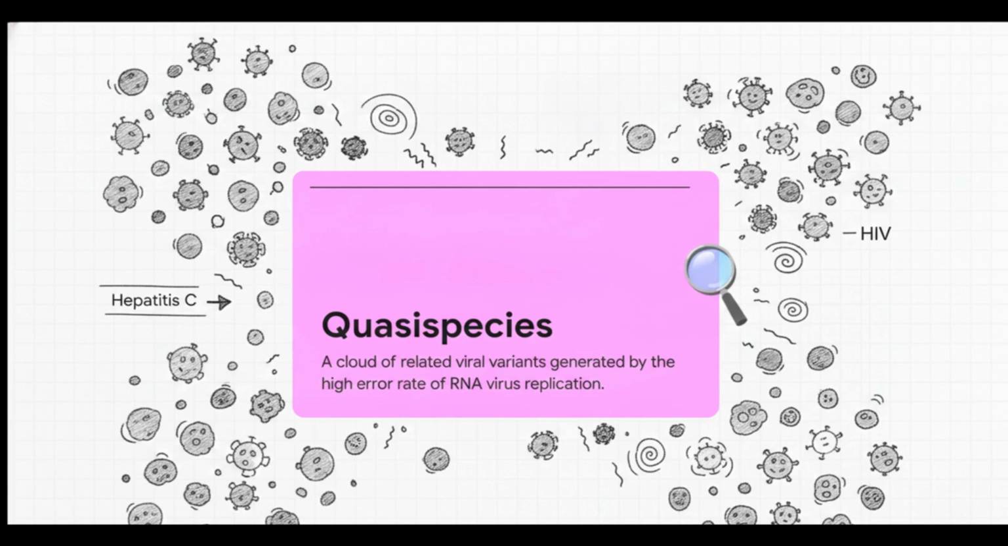A quasi-species is basically a cloud of closely related viral variants generated continuously by that high error rate we were just talking about. When a patient is infected with hepatitis C or HIV, they don't just harbor one uniform virus. They harbor an entire vast population of slightly different genome clones inside their body.